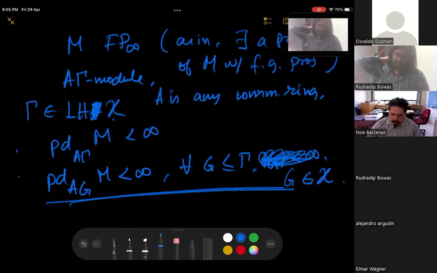Oh, sorry, I think it is also torsion free, this group. Yeah, it's torsion free. And that's why we have this second condition holding. Did I say it wrong or just the other way?